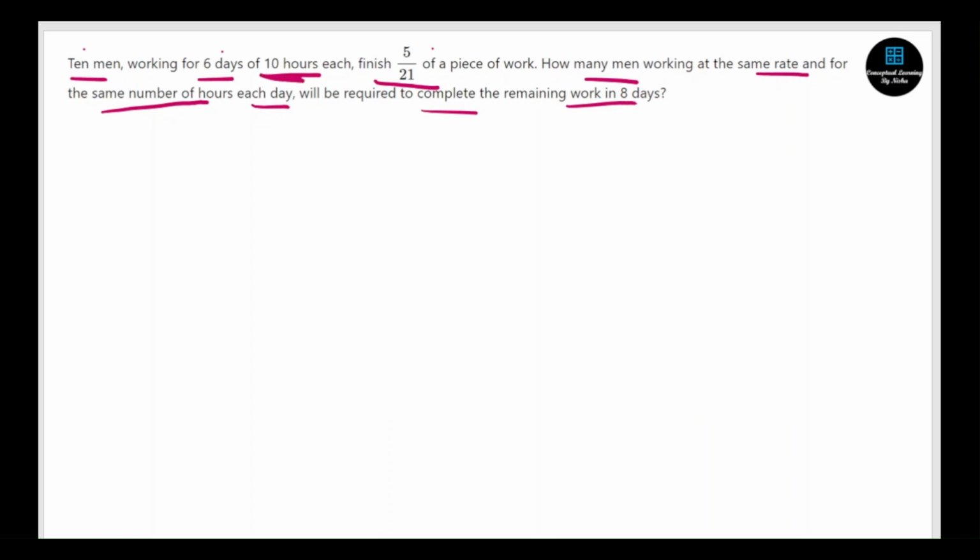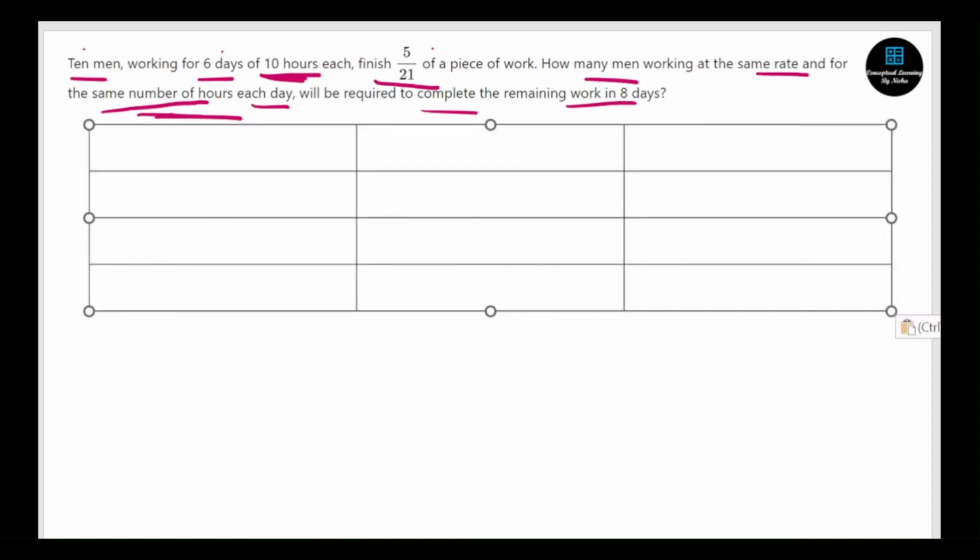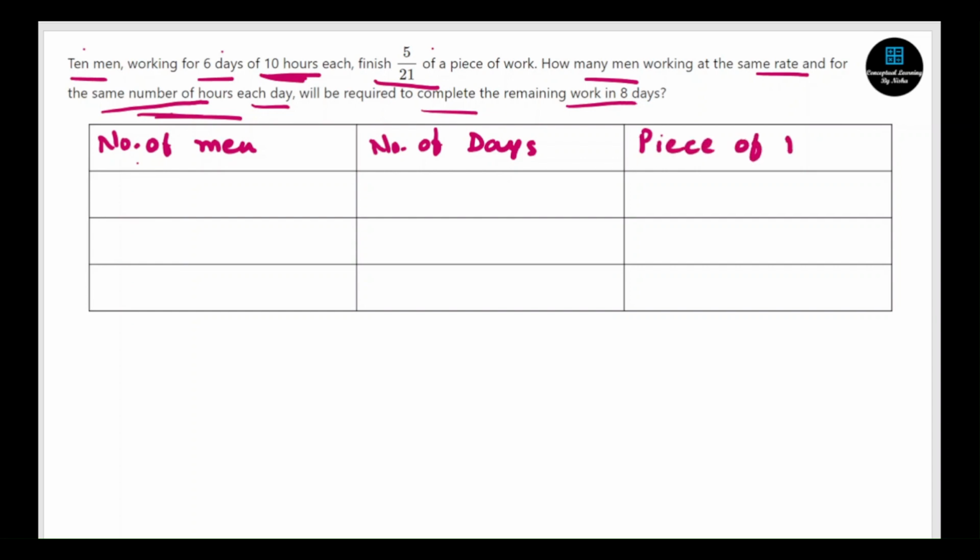Which one is it? 10 hours. What they are saying, the number of hours are the same each day. So this is confusing. Now what I have to do again, I'll make a table. I'll just write it: number of men, then number of days, then piece of work. Now these three are important. Now let's understand what they are saying.